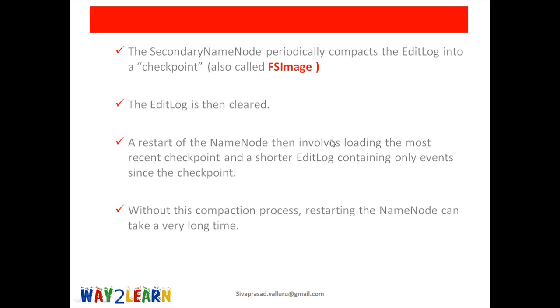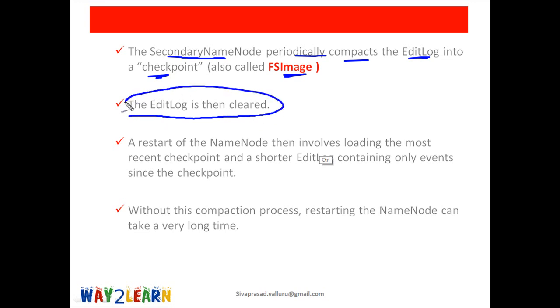What does the secondary name node do according to our discussion? The secondary name node periodically compacts the edit log into a checkpoint called the fsimage. Then the edit log is cleared, the edit log size is made 0. Whenever you restart the name node, it will load the fsimage and replay the edit log. It will get the whole metadata.